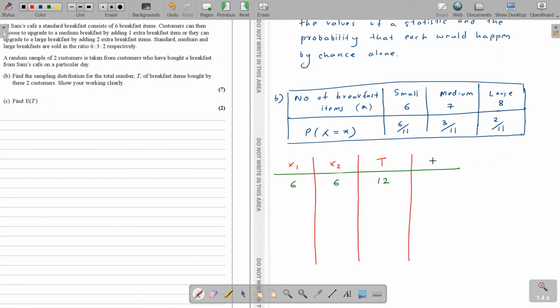Okay, and then the probability. How do we get the probability? Multiply. The probability of getting a small breakfast is 6 over 11, again into 6 over 11, right? Which is how much? 36 over 121. Okay, then go to the next one.